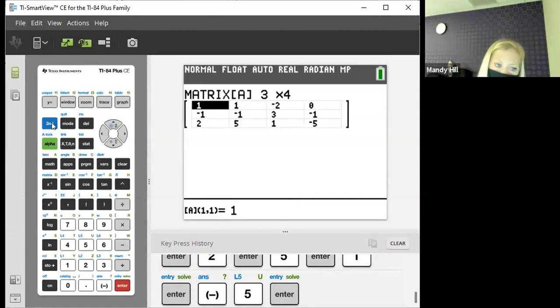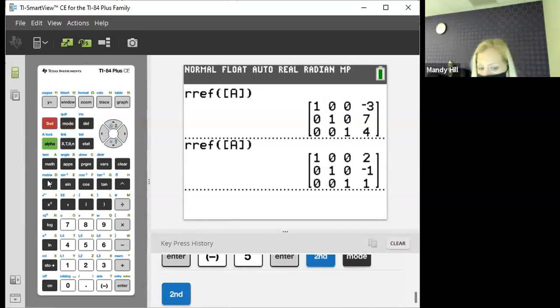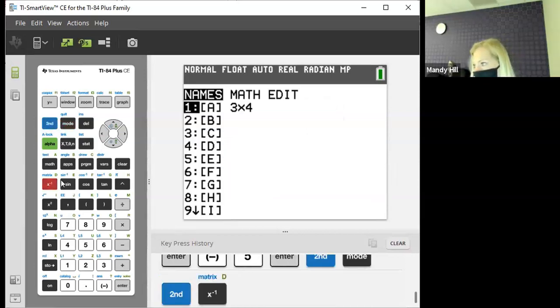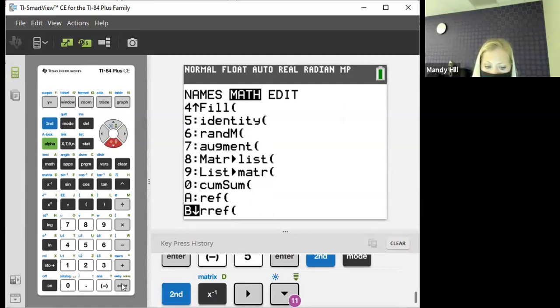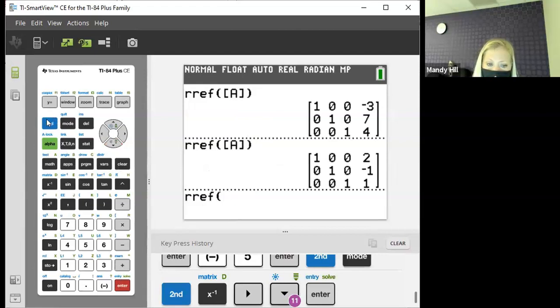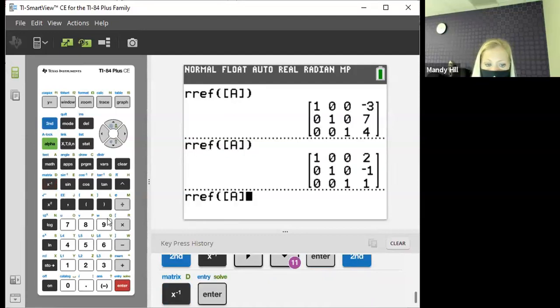Okay, next thing you're going to do is second mode and get out of that. Then second x negative 1 again to get your matrix. We want to go over to math. We want to go down to RREF, enter. This is where we need to pick the right matrix. So we're just going to hit enter again.